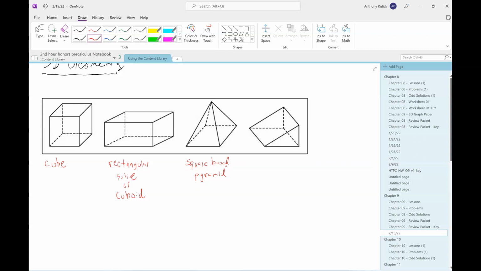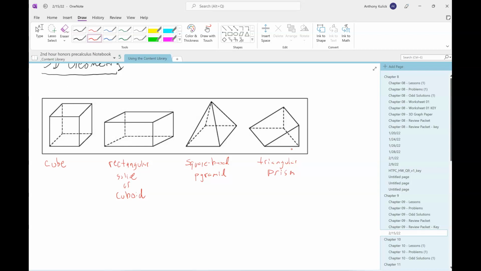What's the last guy here? Yeah, wow. Somebody's got the notes open or something. This is called a triangular prism. Now, quick question, is a cuboid a prism? Yes. Is a rectangular solid a prism? Yes. Is a pyramid a prism? No. So what's the difference between those three things?